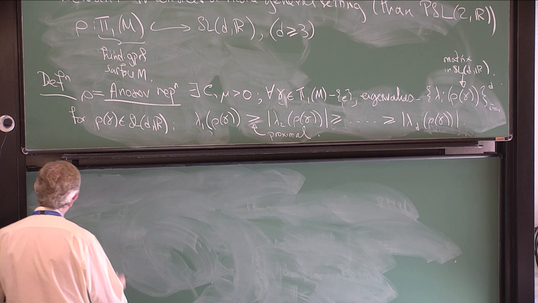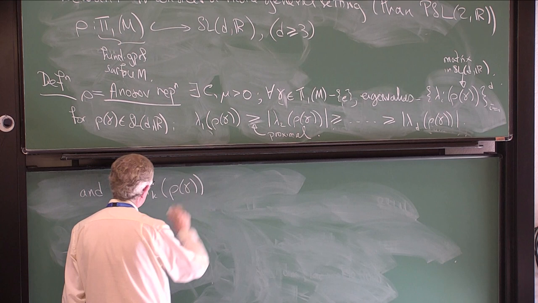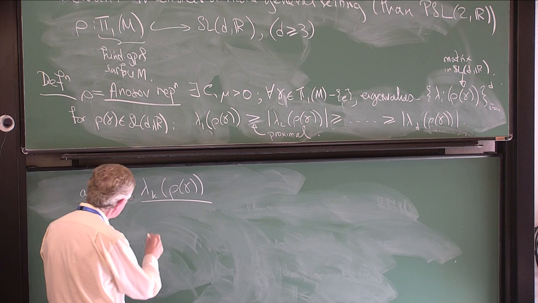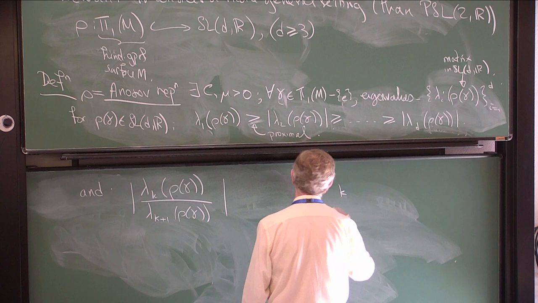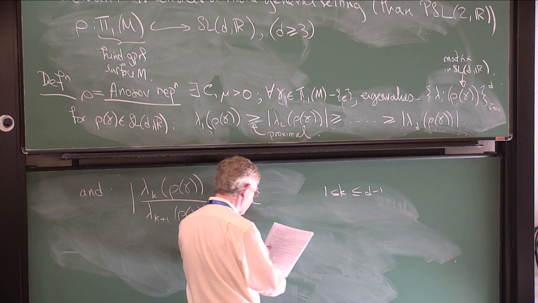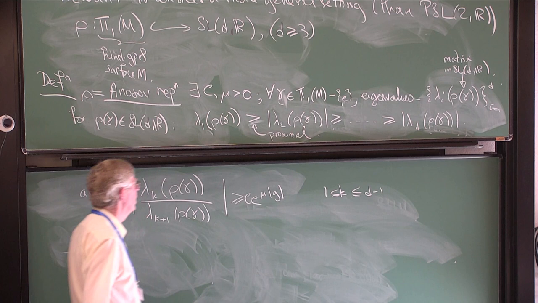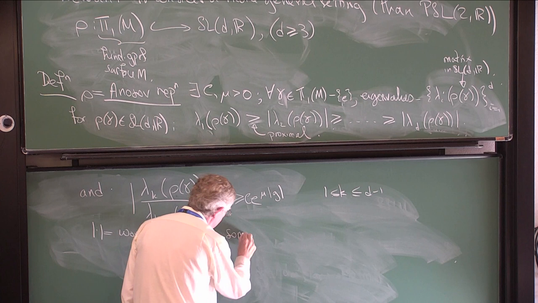The second property is that if I look at the ratio of any two of these guys, so let's say at lambda k of rho of gamma, that's the kth eigenvalue for some particular matrix coming from this representation. If I compare it with the next guy, lambda k plus 1 of rho of gamma, in absolute value, and presumably k here is going to be between 1 and d minus 1, anything that makes sense, then these numbers come into play, so this grows exponentially like constant times exponential of rho times something depending on gamma, and the something here is just the word length, and this is with respect to some symmetric choice of generators.